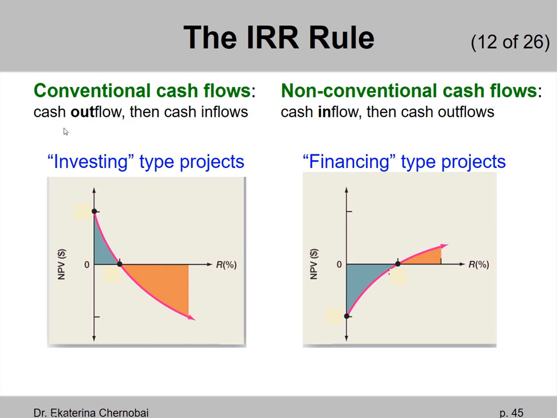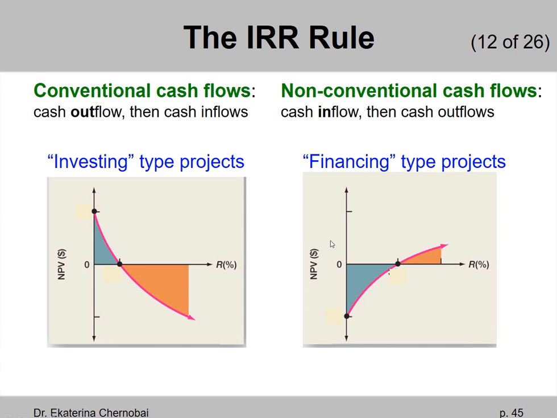So to review, what we mean by conventional project is the one where you invest money today and then wait to receive your profits over a number of future years. So it's an investing type project. An example of a project with non-conventional cash flows is the one that has a cash inflow today followed by cash outflows in the future. And an example of that would be taking a loan. That's where the name financing type project comes from.